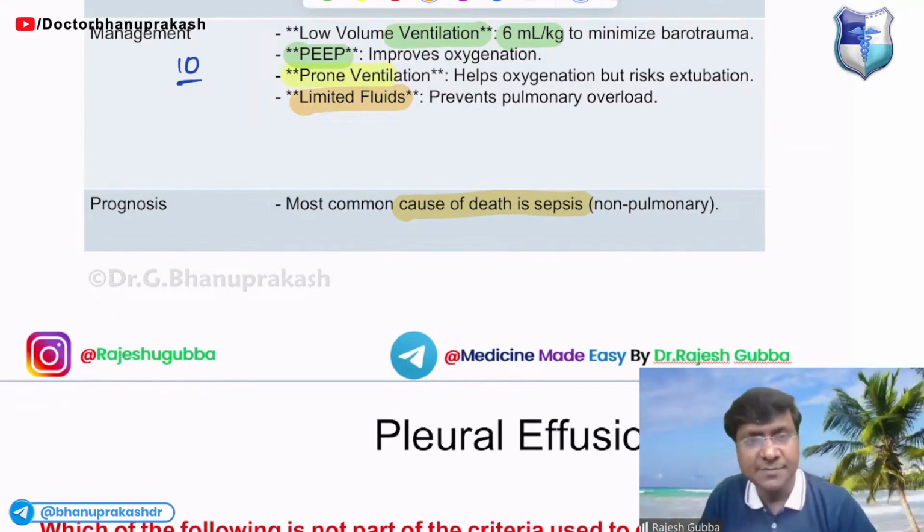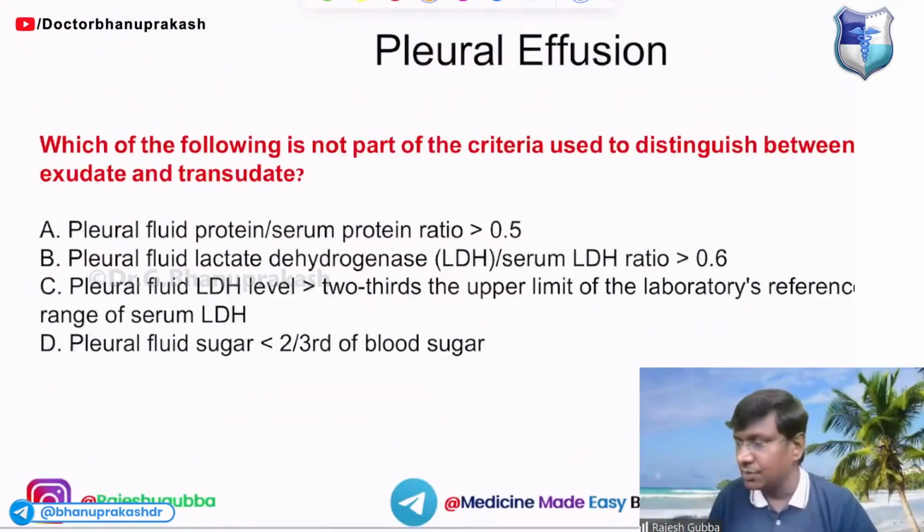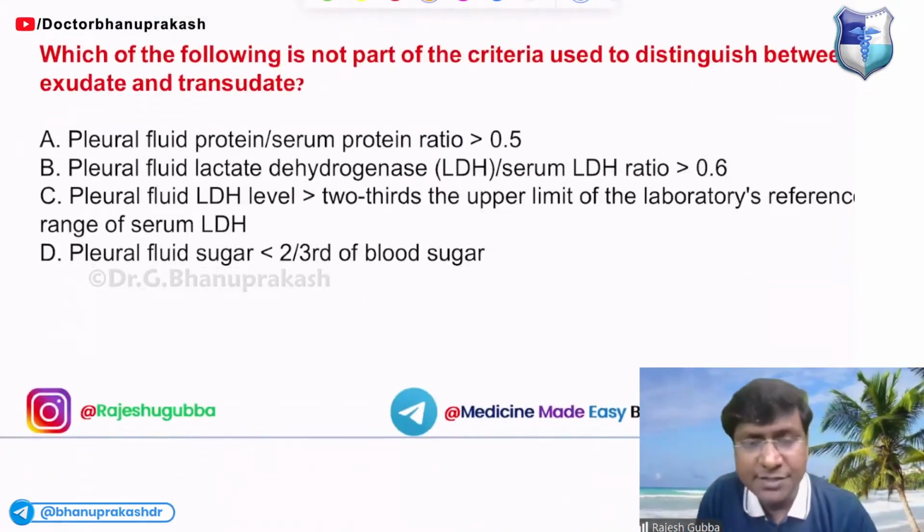In the treatment, these patients will be placed on a mechanical ventilator, and low tidal volume has to be given, with adequate PEEP to open the alveoli. And the cause of death, sepsis. That is about ARDS. Done. The next topic is pleural effusion.